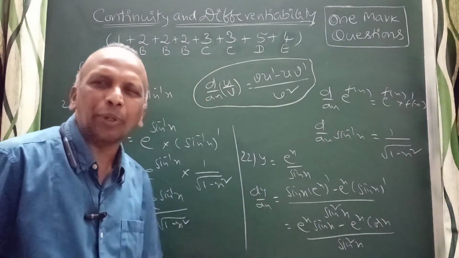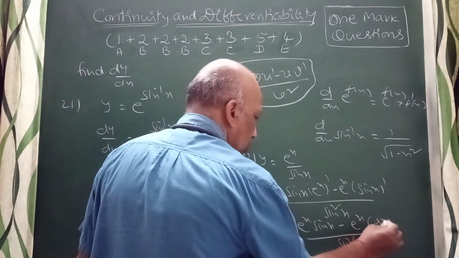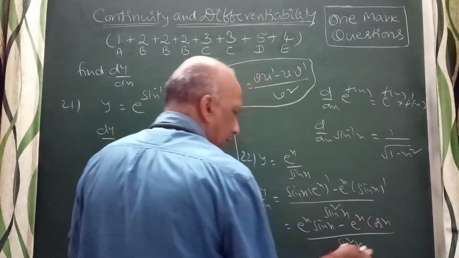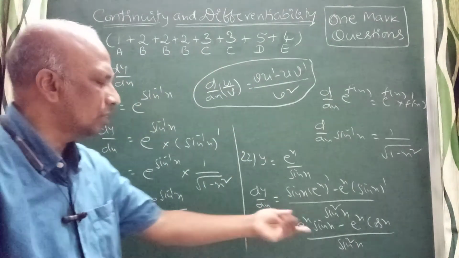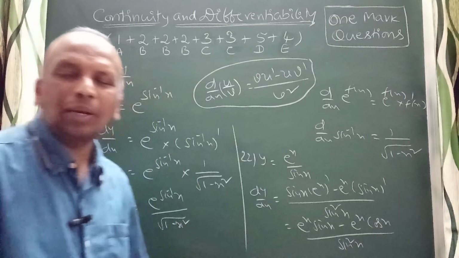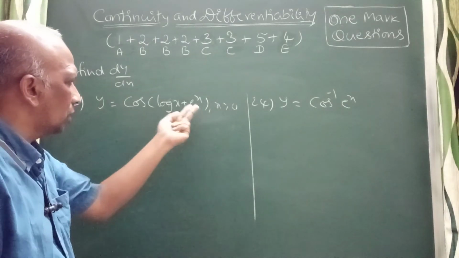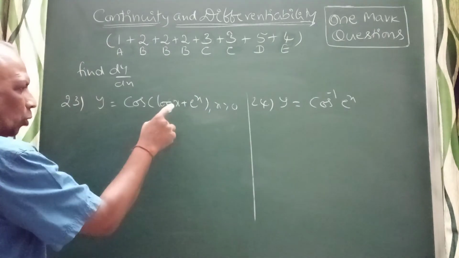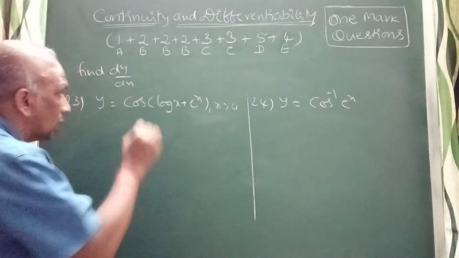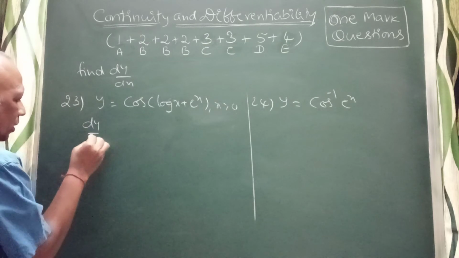If you want, you can take e power x common, then we can leave it. This is dy by dx. I will explain the next problem now. Now see this one: cos of log x plus e power x, x greater than 0, because logarithm exists for only positive numbers. I can write dy by dx.